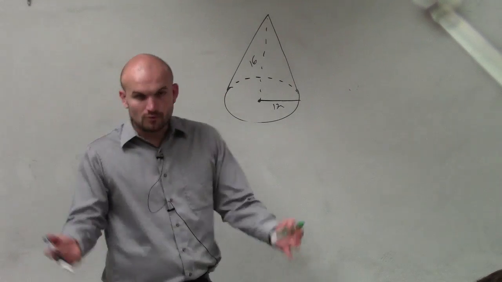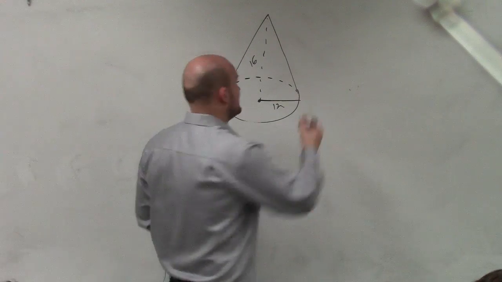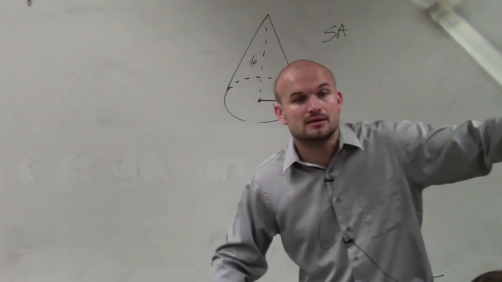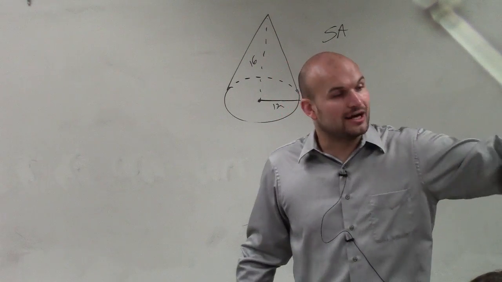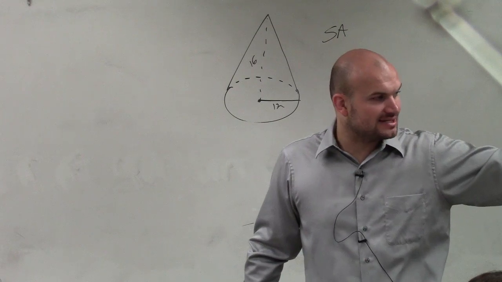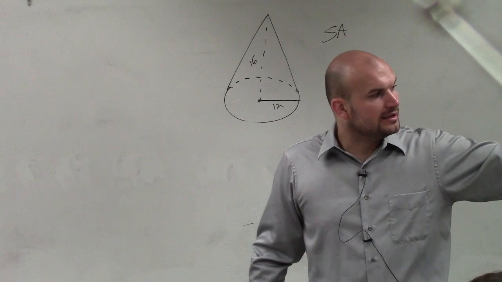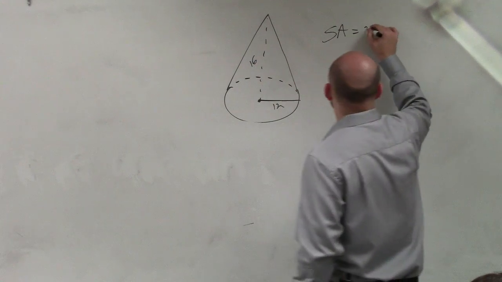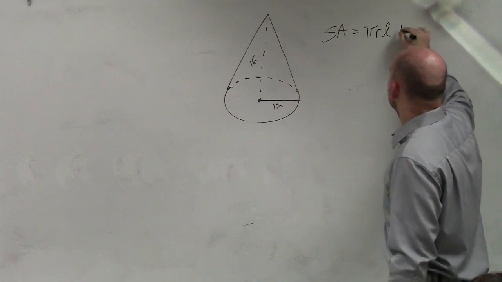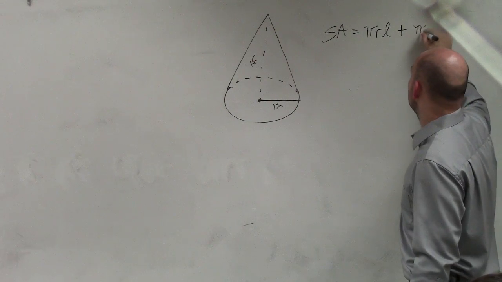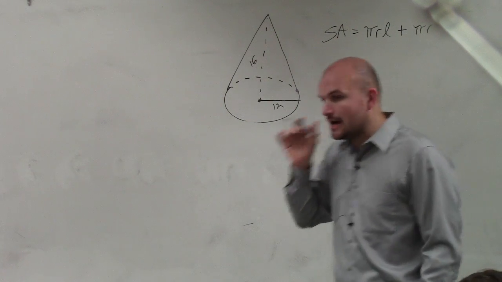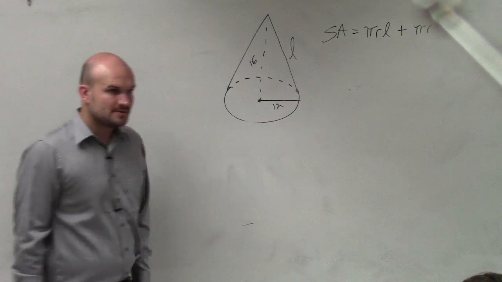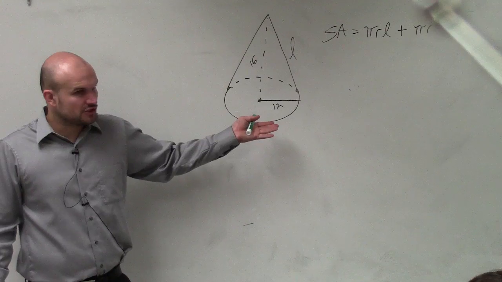Now, when we're talking about the surface area, the main thing that we talked about is we're going to add the lateral area plus the area of the base. To find the lateral area, we gave that pi r L, plus the area of the base, which would be pi r squared. Remember, L represented the slant height, and r represents the radius of the circle at the base.